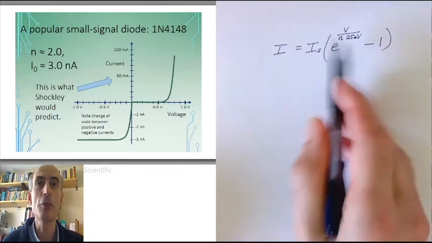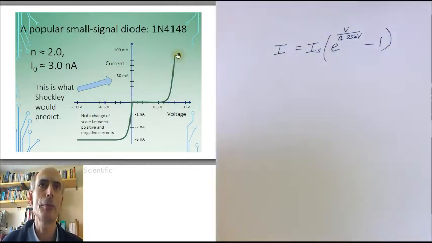Now if you plot this, you get a graph like this. You'll note that I've changed the scale between the positive y-axis and the negative y-axis, otherwise you would never see anything happening on the negative y-axis at all. We can try this on the simulator to see what it looks like with the same scale.